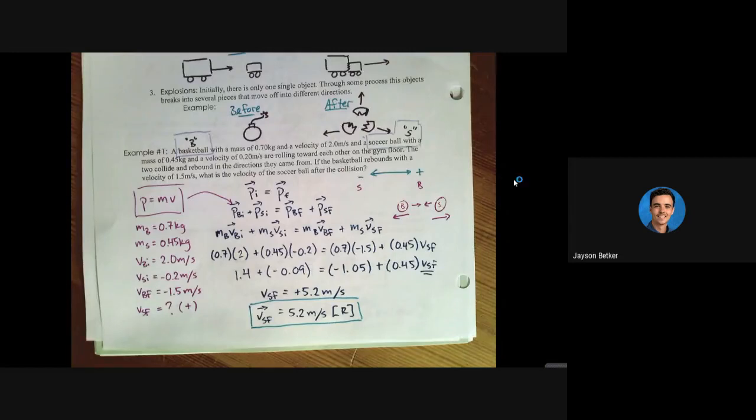Okay, we've got one example left to do. This is an inelastic collision. So we've got a scenario where the two objects are going to be stuck together after they collide. Generally we use cars for these examples because it's the most likely scenario that this would happen.